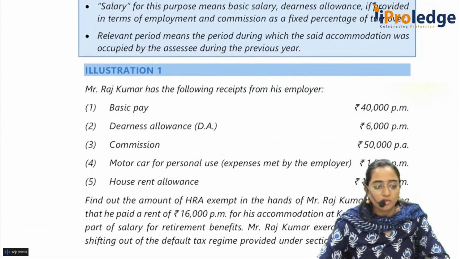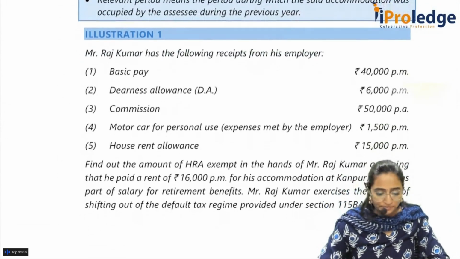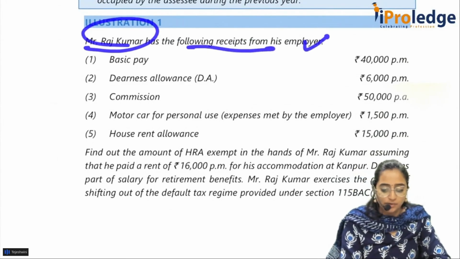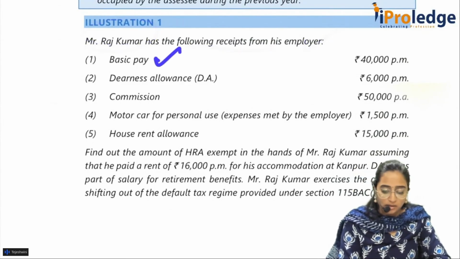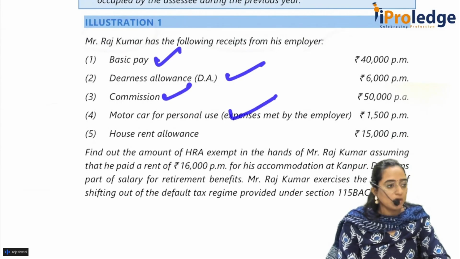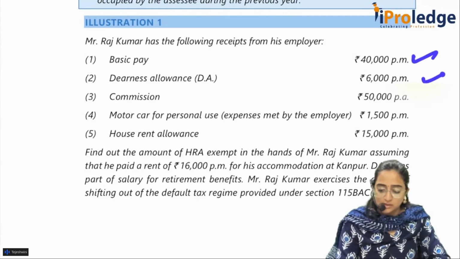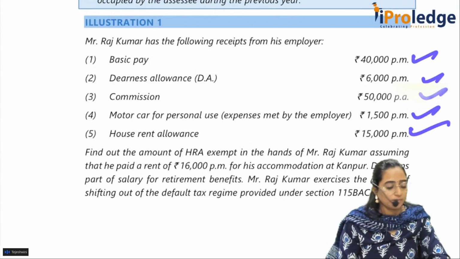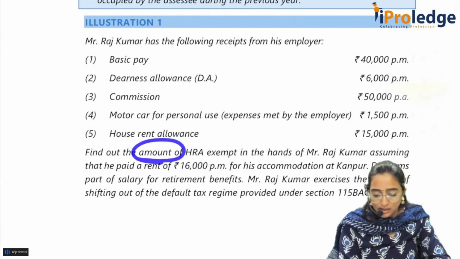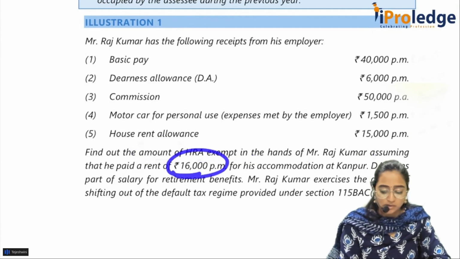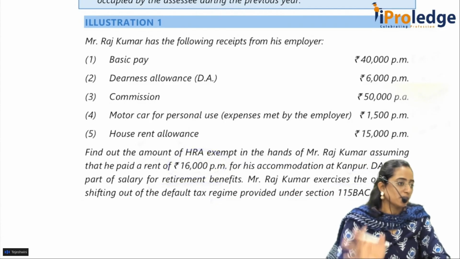Now, everyone, Mr. Rajkumar has the following receipts from his employer: basic pay, DNS allowance, commission, motor car for personal use, house rent allowance: 40,000, 6,000, 50,000, 1,500, 15,000. Find out the amount of HRA exempted in the hands of Mr. Rajkumar, assuming he has paid rent of 60,000, opting out of default tax regime.